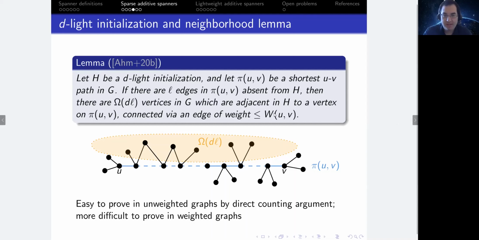So this image below gives a graphic representation of what this neighborhood lemma looks like. Note that the vertices in the neighborhood may be contained on the path, but not necessarily. This lemma is pretty easy to show in unweighted graphs by a direct counting argument, since you can show that no vertex can appear adjacent to more than 3 vertices along the path. Otherwise, that would contradict that we have a shortest path. So this lemma is pretty easy to show in unweighted graphs, but trickier to show in weighted graphs.